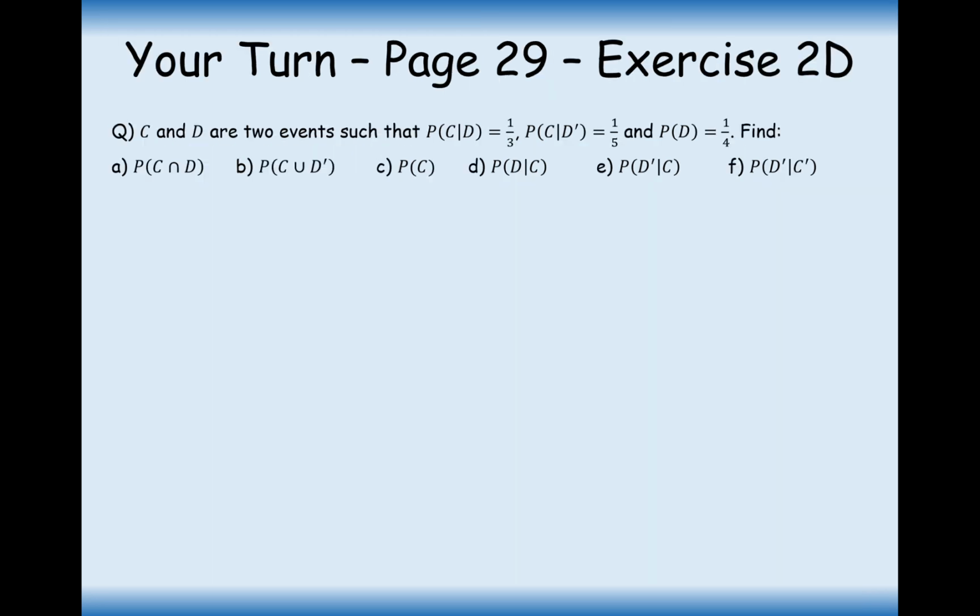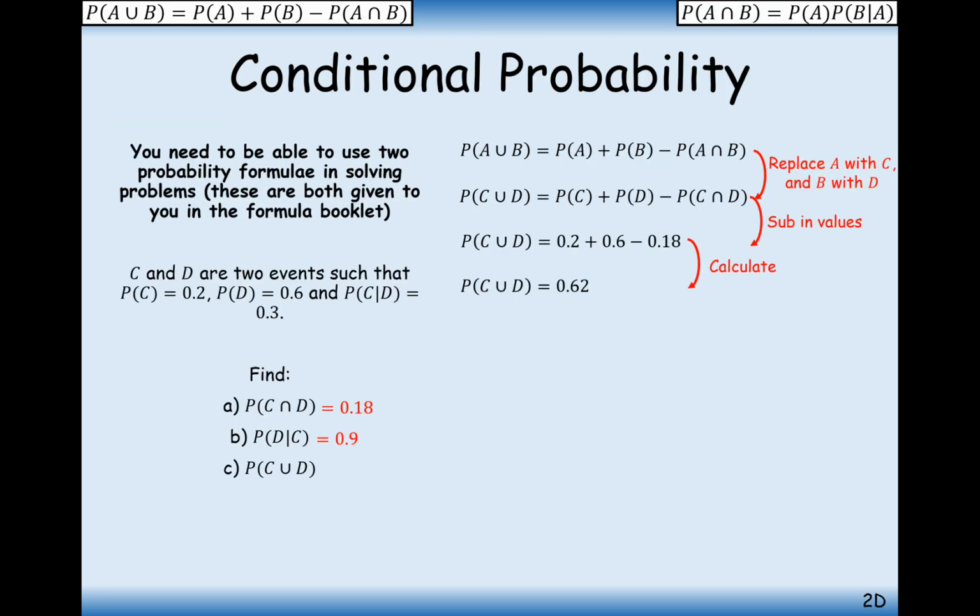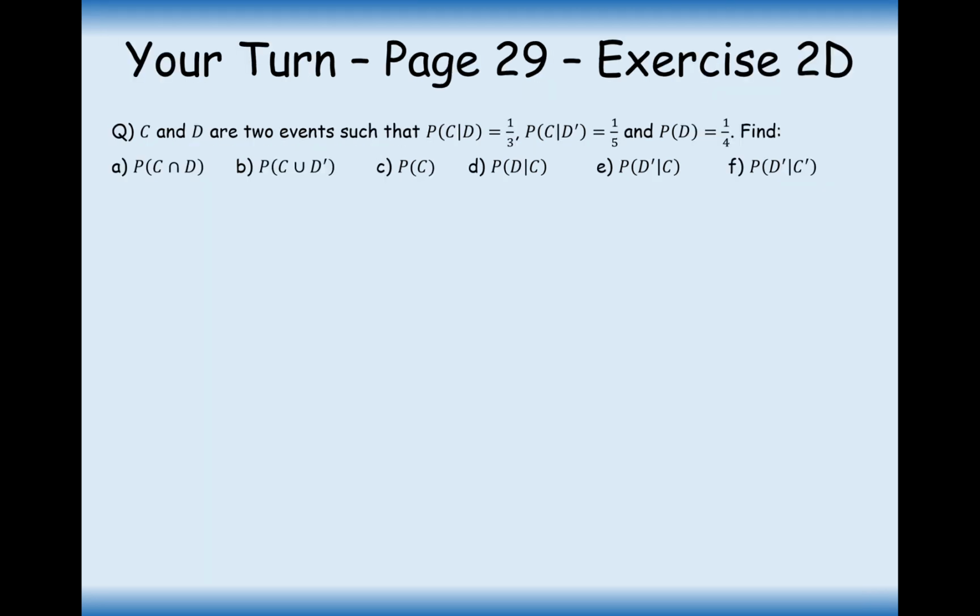So there we are. All of these questions that we've just done didn't actually need us to use a Venn diagram. We could have drawn a Venn diagram with the information that we were given, but we didn't need to because we've got our two formulas that are really handy. Have a go at this question here then. Pause the video and try this one out.